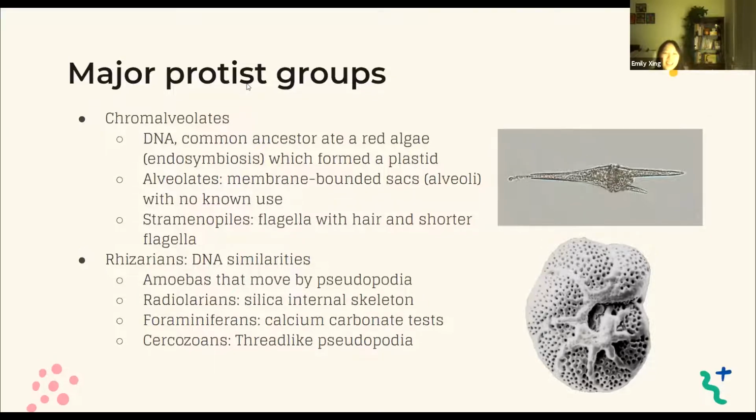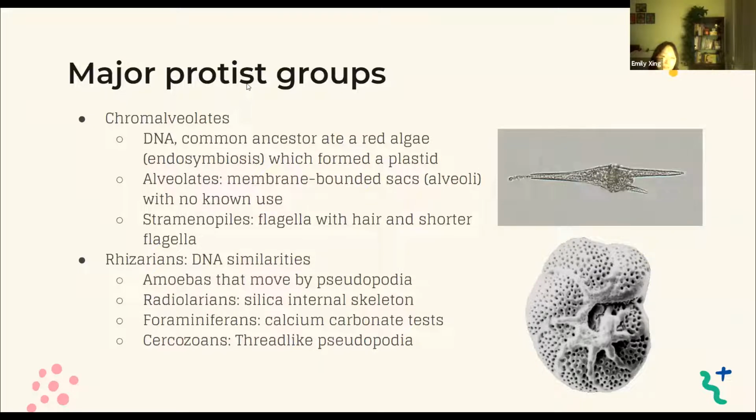Chromalveolates. So they're the second group. They are grouped based on DNA. Their common ancestor basically engulfed a red algae cell, which is called endosymbiosis, which formed a plastid. A plastid is a kind of organelle that is pigmented. So in this case, the pigment would be red because the algae was red.